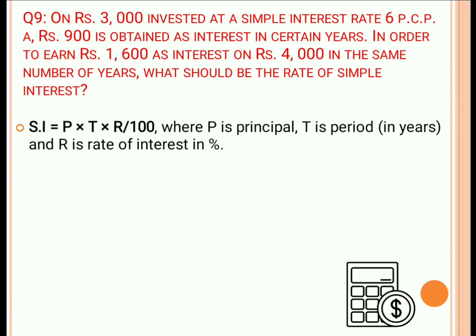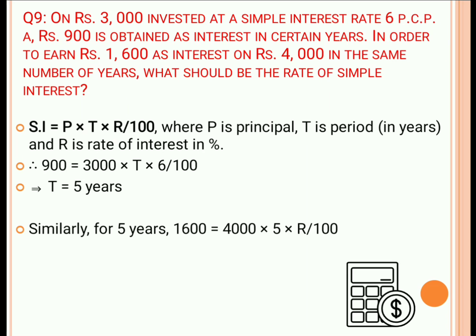Simple interest is equal to PRT by 100. So here principal is 3,000, simple interest is 900, T is the time period and 6 is the rate of interest. So time period is 5 years. Now at the same 5 years, 4,000 is invested. So 4,000 is invested for 5 years at rate of interest R, and the interest which you will get is 1600 rupees. So from this formula we can find out the rate of interest, and that rate of interest is equal to 8% per annum.